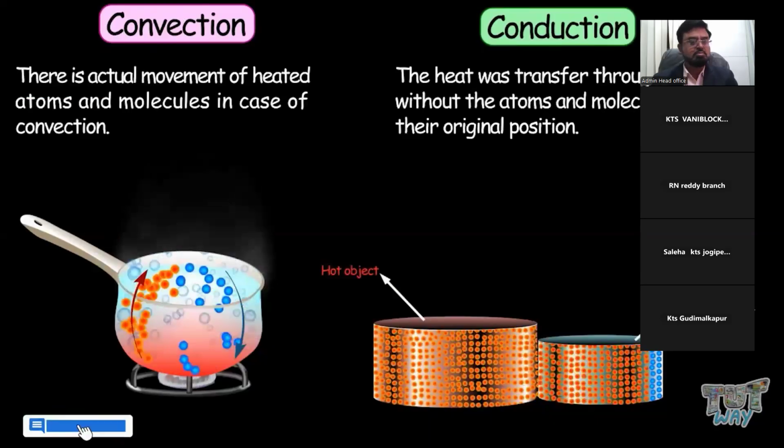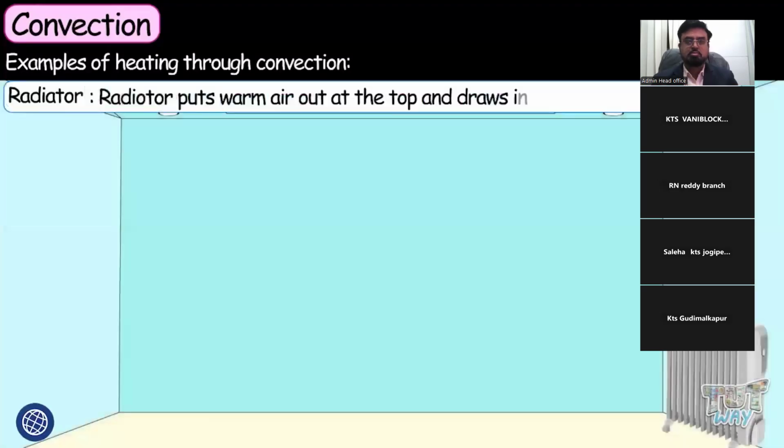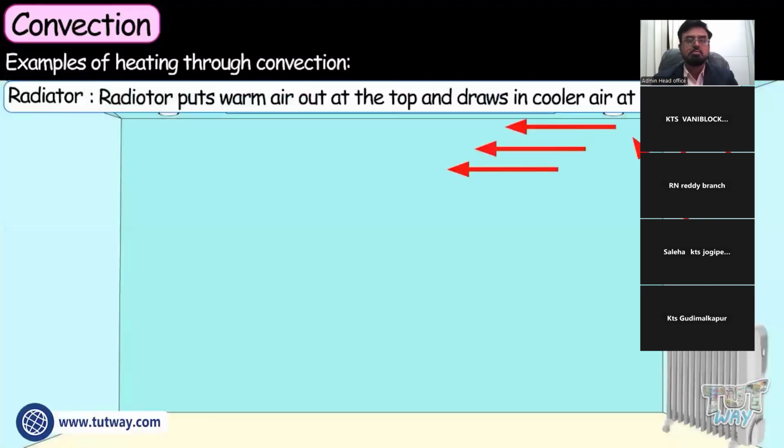Now let's have some examples of heating through convection. Radiator. The radiator puts warm air out at the top and draws in cooler air at the bottom.